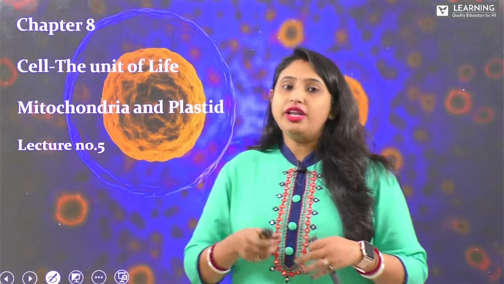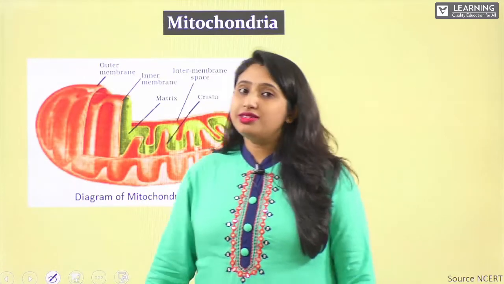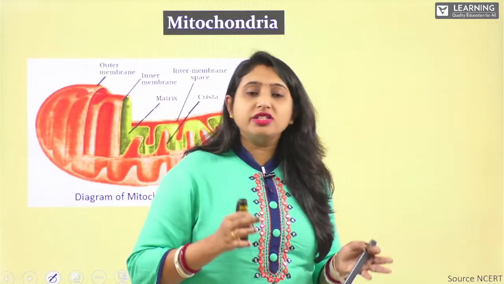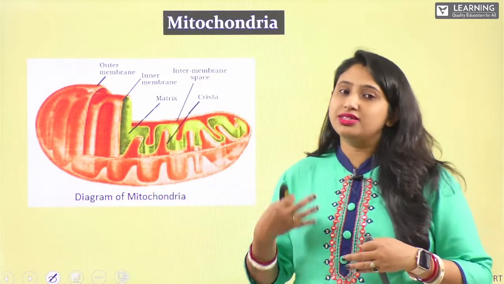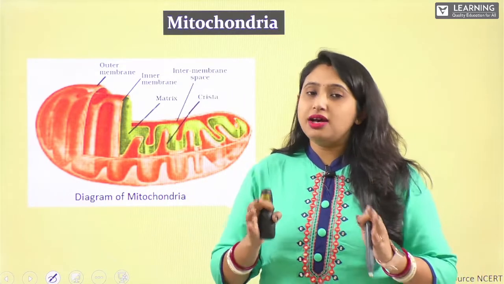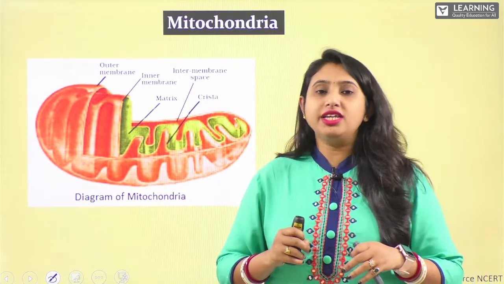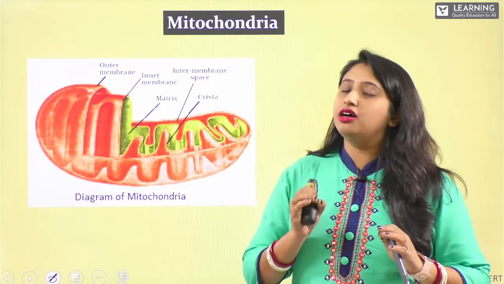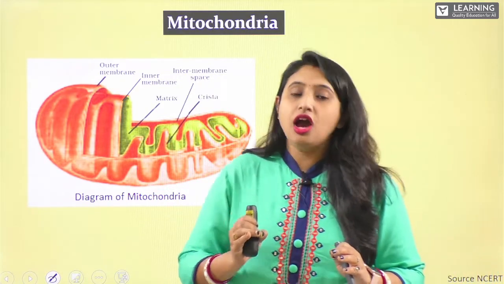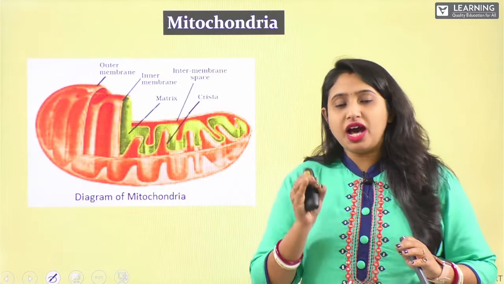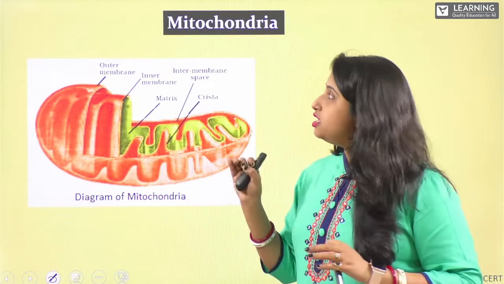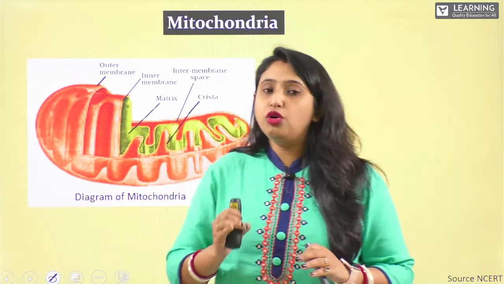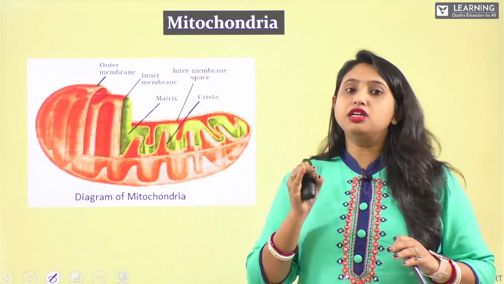So this is your lecture number 5. What is this mitochondria? Mitochondria is a cell organelle which is present both in plants as well as in animals. But plastid is present only in plants. In animals, the cell organelle plastid is absent. Mitochondria is present in both animals and plants.